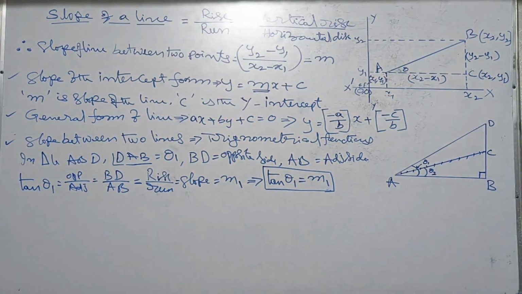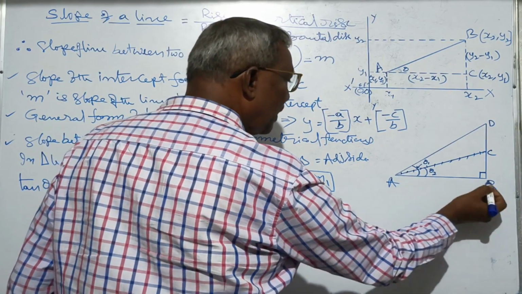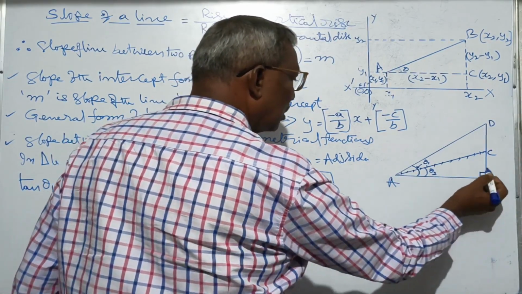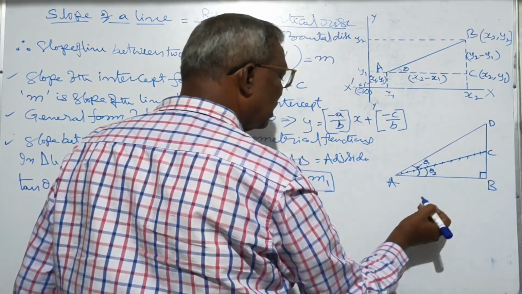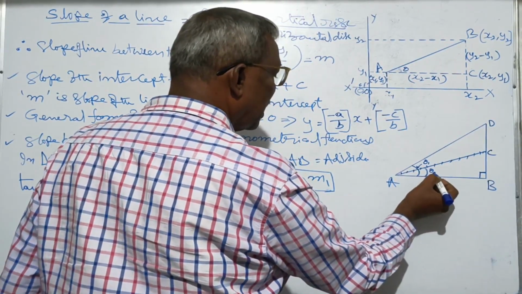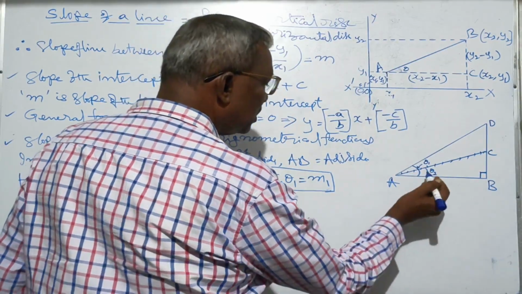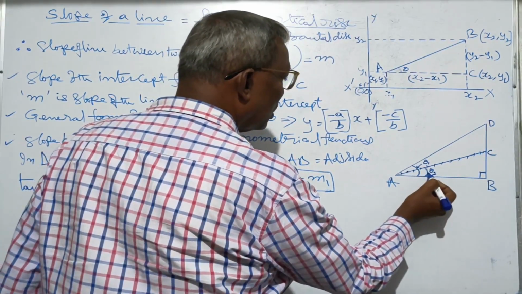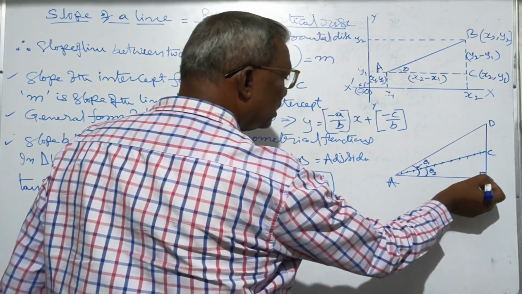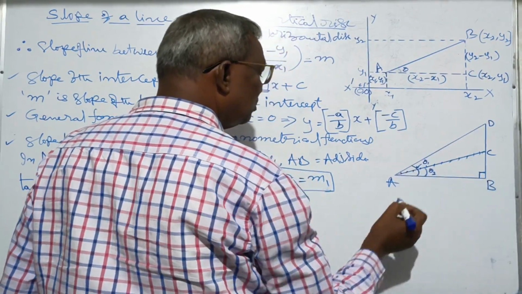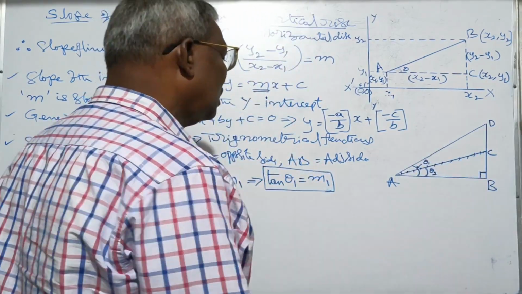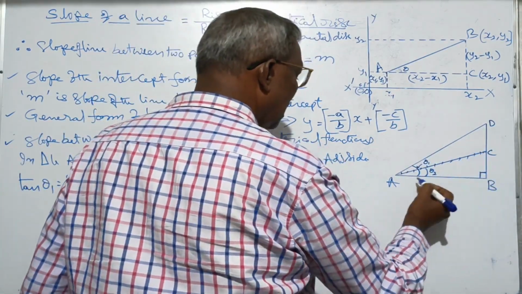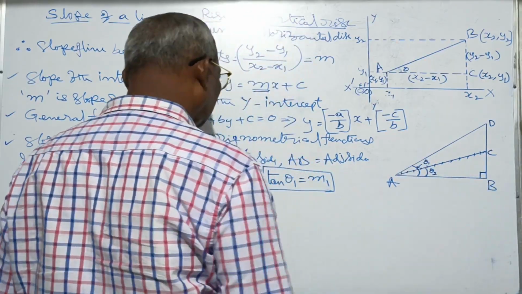Tan theta 1 is equal to M1. Next, triangle ABC. In this right angle triangle ABC, this is the angle theta 2. With this angle theta 2, the opposite side is BC and the adjacent side is AB, as usual.